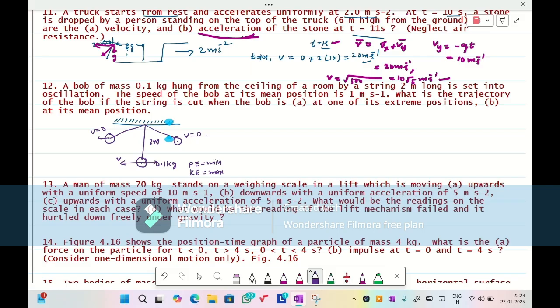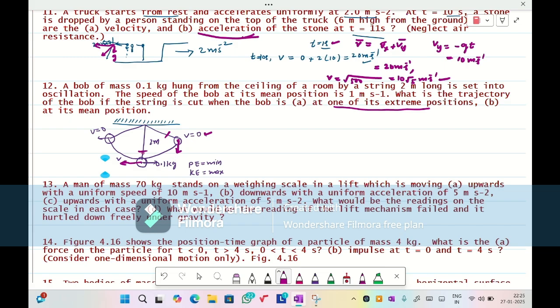Trajectory means the curved path. The bob is cut when it is at the given positions, one of its extreme positions, in any one direction. At the extreme position, velocity is 0. So if you cut the string, it will fall down vertically downwards. And if you cut the string at the mean position, it will move tangentially. This is the question they are asking.